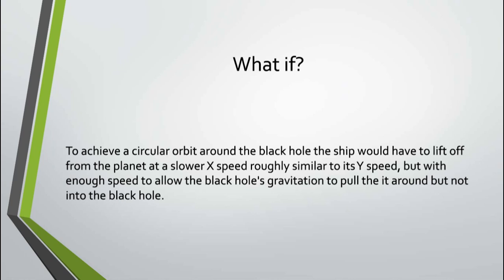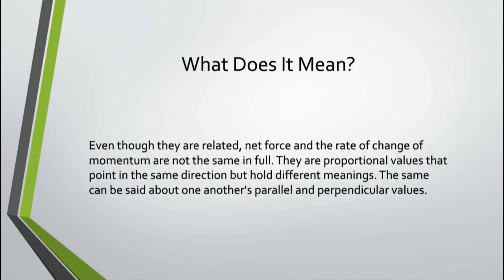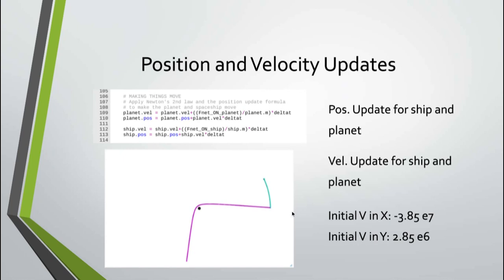What if, to achieve a circular orbit around the black hole, the ship lifted off from the same planet at a slower x speed, roughly similar to its y speed, but with enough speed to allow the black hole's gravitation to pull it around but not into the black hole. When we exited the solar system, we had a much larger negative x velocity, so we could slow it down to the point where it points upwards and gets brought into orbit around the system by the black hole. It could achieve circular orbit.